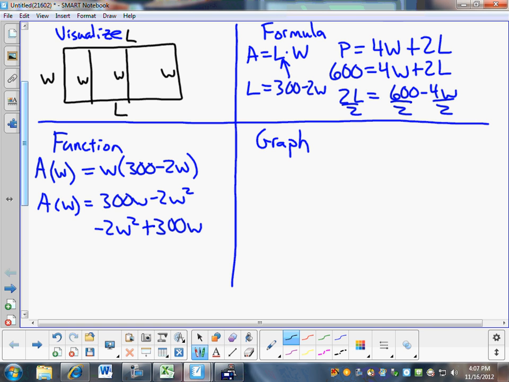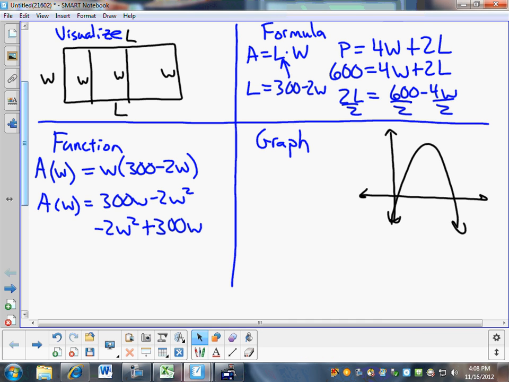If you graph that, it looks like a parabola. It's like a parabola that's upside down. We know that because you have negative 2W squared, so 2W squared means it's a parabola, negative means it's upside down. And if we're trying to maximize the area, again, my variable is W, so this is W for width, so the width axis, and area is my Y value.